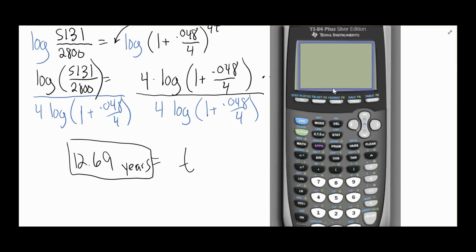Now, if we are using the non-fancy calculator, we have to be just a little bit careful with parentheses. So we could still type the log of 5131 divided by 2800, then divide by, now we need parentheses to say all of this is in the bottom together, for our 4 log of 1 plus 0.048 over 4, and the parenthesis for the log, and the parenthesis for the denominator, and we do in fact get the same answer.